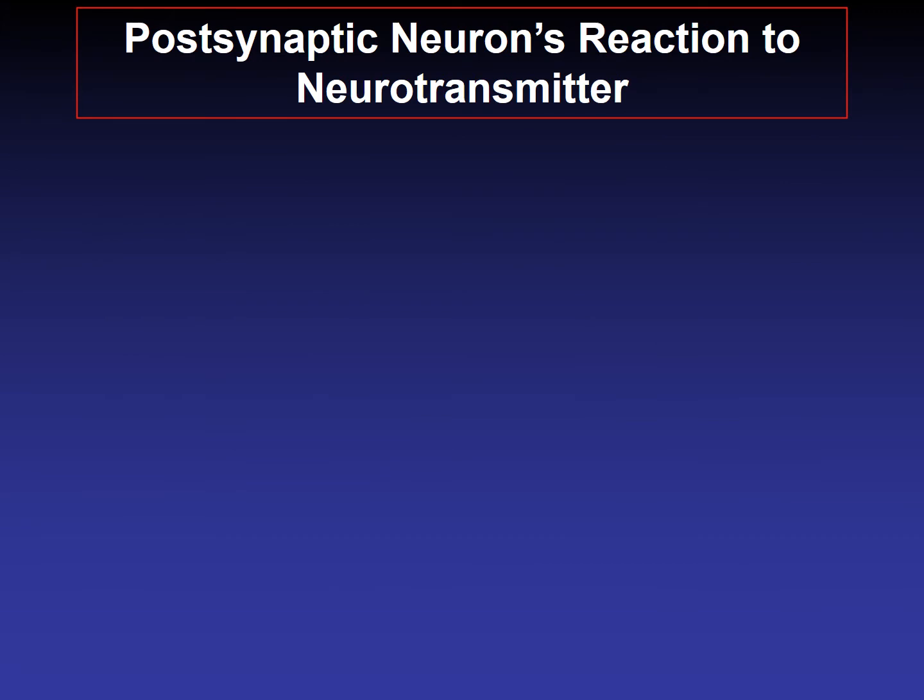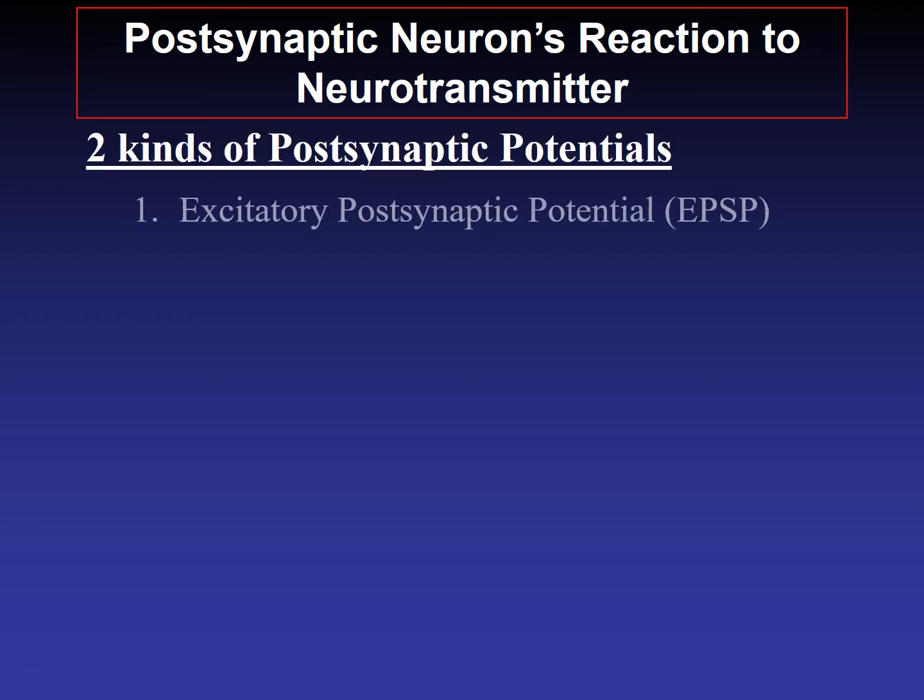Having discussed the process of exocytosis and how the neurotransmitter diffuses from the presynaptic cell across the cleft to the postsynaptic cell, let's now discuss what effect that neurotransmitter has on the postsynaptic cell. What's going to happen is these neurotransmitters are going to create postsynaptic potentials. That is, we're going to have changes in electrical charge potential in the postsynaptic cell. And we have two basic kinds. The first kind is an excitatory postsynaptic potential.